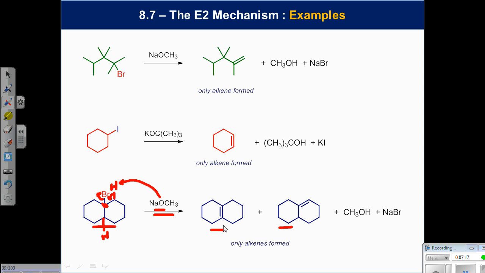What we need to do now is start talking about rules that govern how this happens, observations that people made to tell you that, okay, in this system, I'm going to get more of this because da-da-da. You get more of the one on the left. Any ideas why?